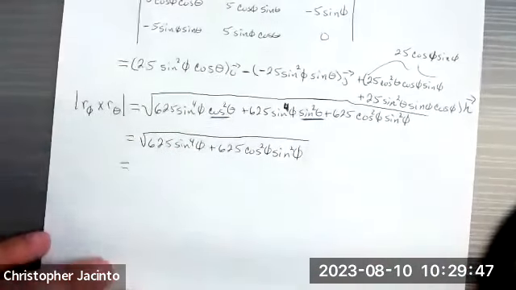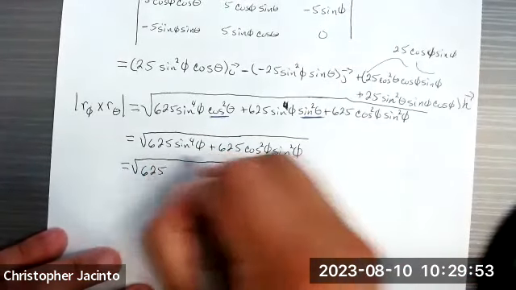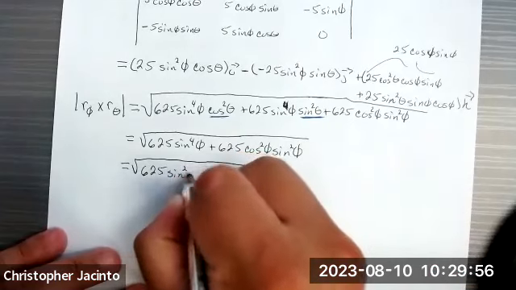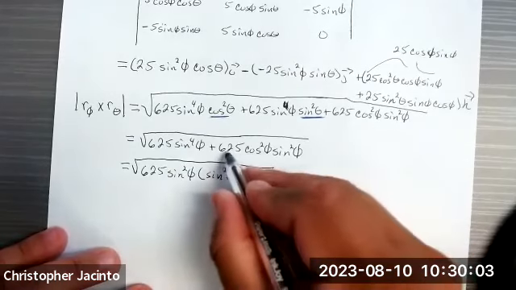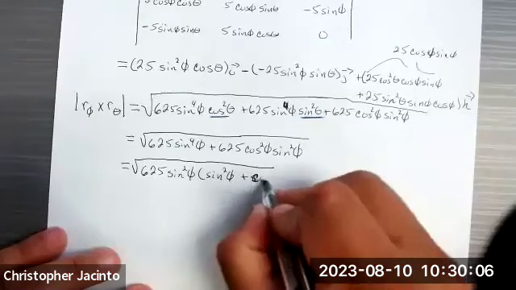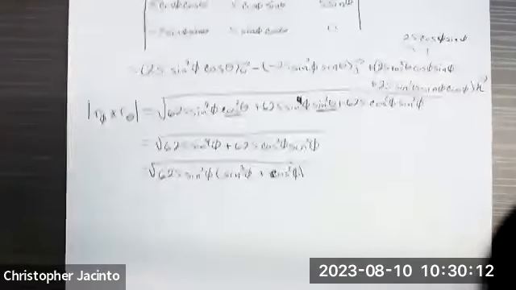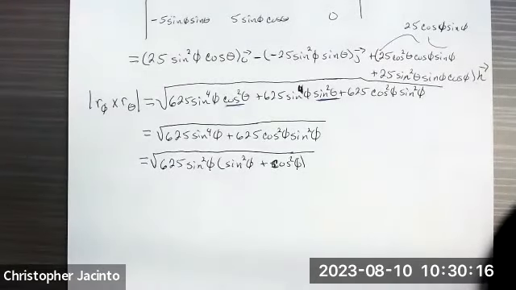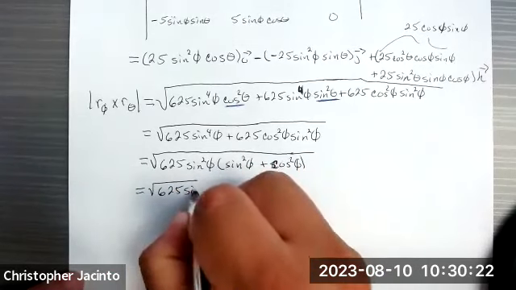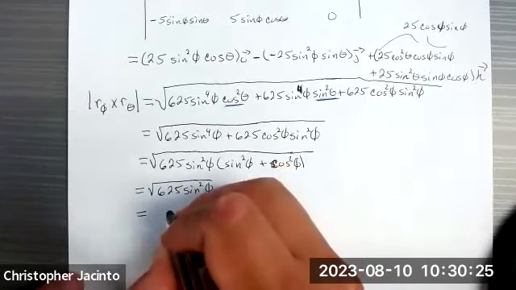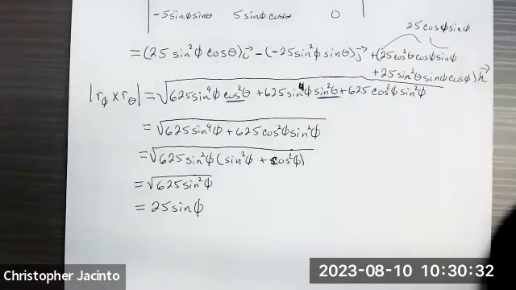Okay. Let's factor some stuff out. If I factor 625 from both of them, and I also factor a sine squared phi from both of them, over here I'm left with sine squared phi. And over here, I'm left with cosine squared phi. Now, it doesn't matter what angle it is, the property still holds. Sine squared plus cosine squared equals 1. So this ends up just being the square root of 625 sine squared phi, which just gives you 25 sine. Oh, so much nicer, right?